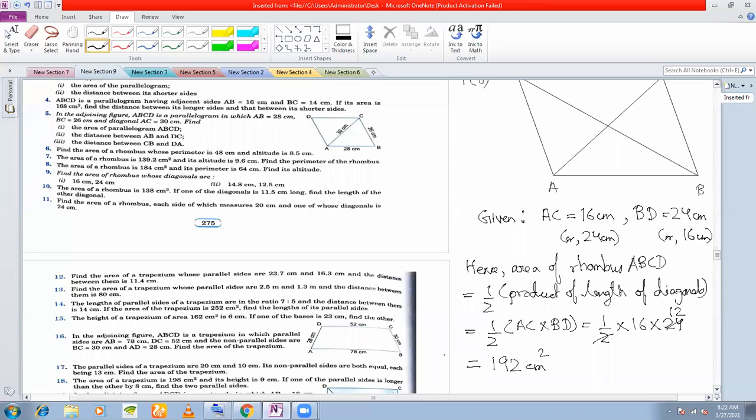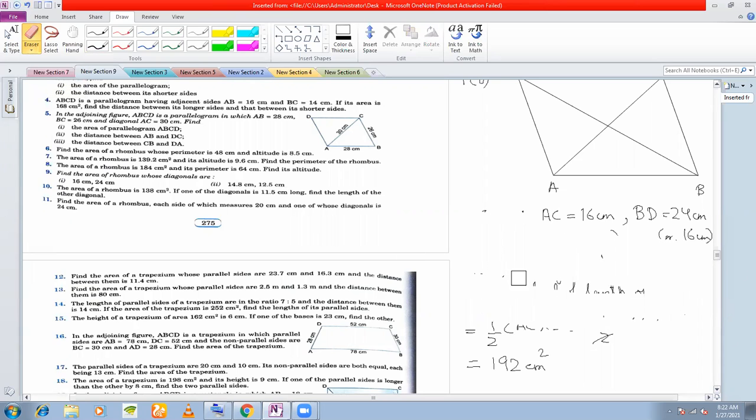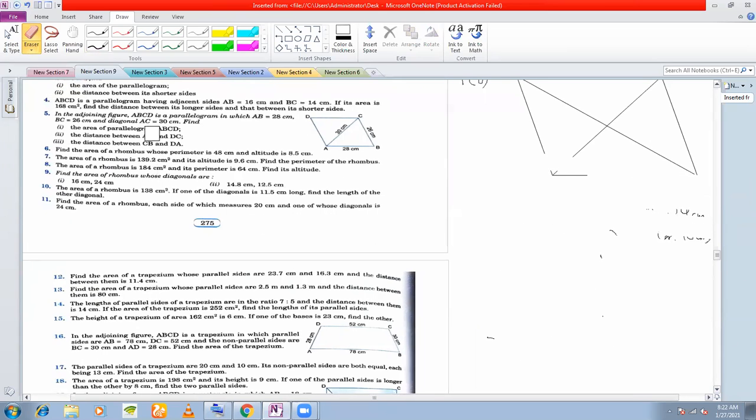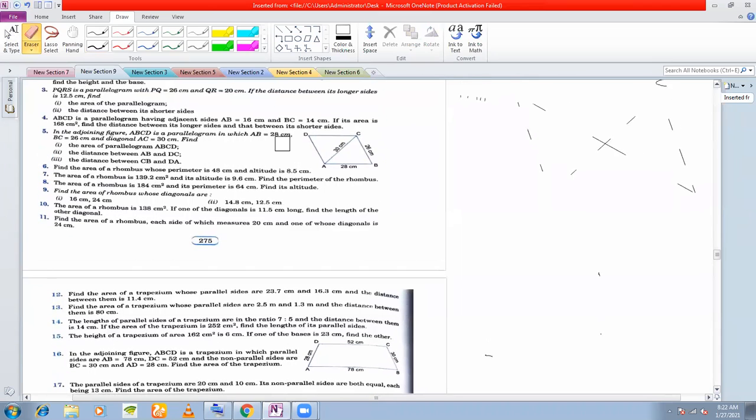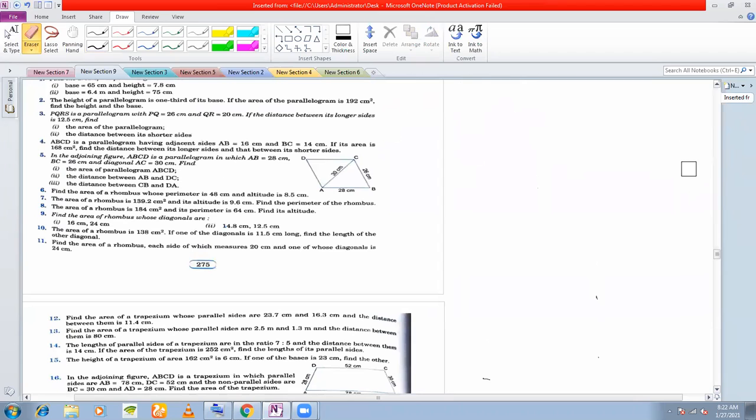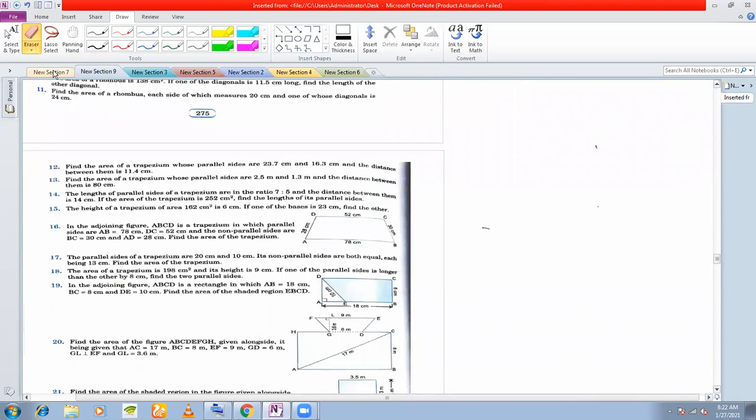Let us now see a problem from trapezium, how to apply the formula for trapezium. For this, I'll solve number 12. If we read question number 12, here it states: find the area of a trapezium whose parallel sides are 23.7 centimeters and 16.3 centimeters and the distance between them is 11.4. So let us draw a trapezium and then we can work out the area.